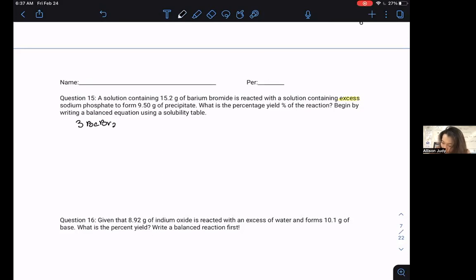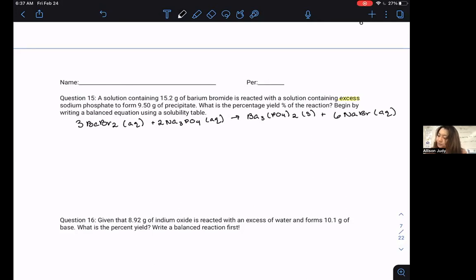3 BaBr2, barium bromide, aqueous, reacts with 2 Na3PO4, sodium phosphate, aqueous, to produce Ba3(PO4)2, barium phosphate, solid precipitate, and 6 NaBr, sodium bromide, aqueous, i.e. dissociated.